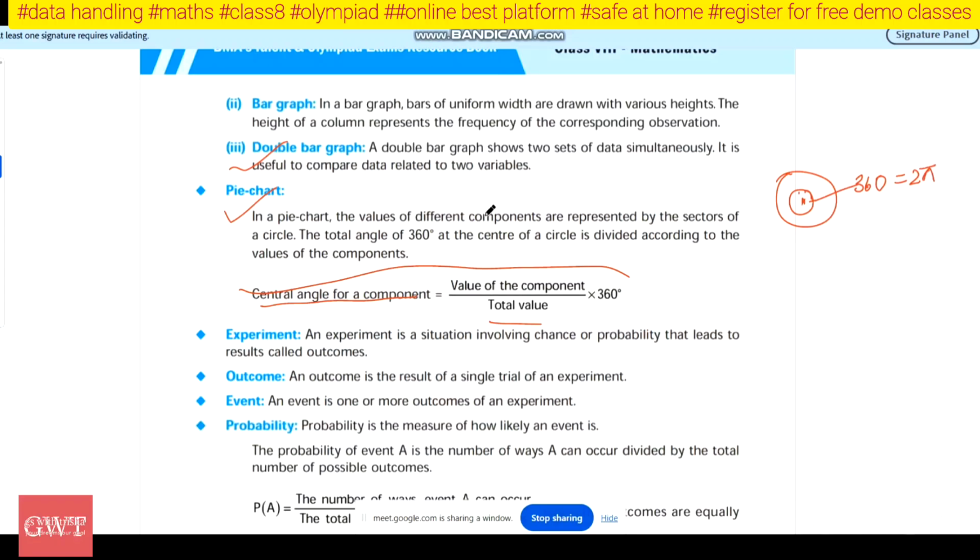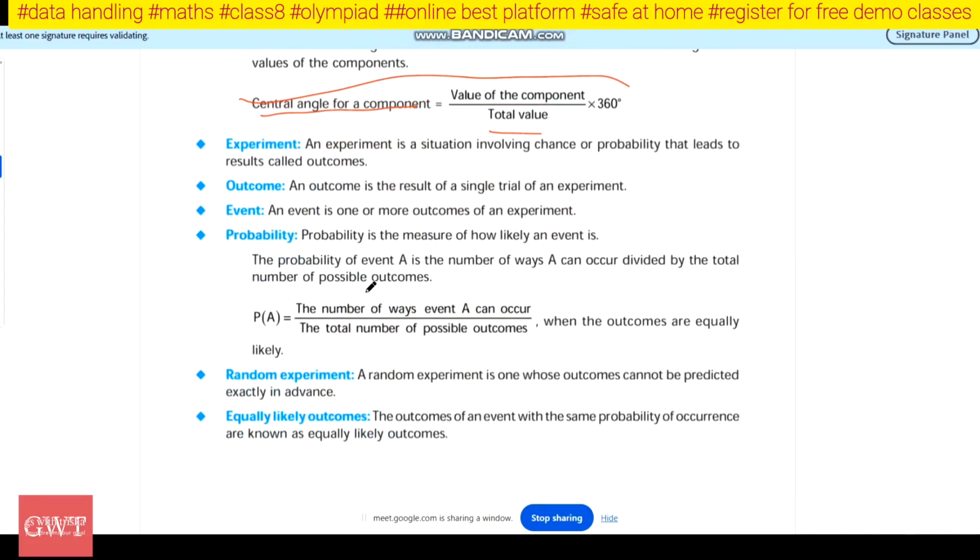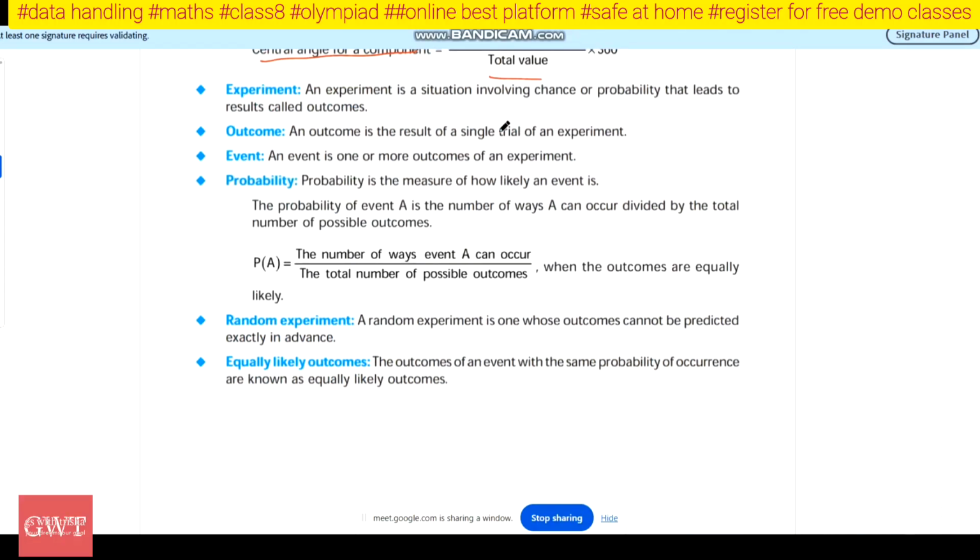Now experiment: if you do some experiment, obviously there will be some outcomes, some events, some probability. Probability is the number of ways event A can occur over the total number of possible outcomes. Now suppose I am taking a coin. A coin contains head and tail, right? You just toss this single coin. So 2 outcomes, so the total number of possible outcomes will be 2.